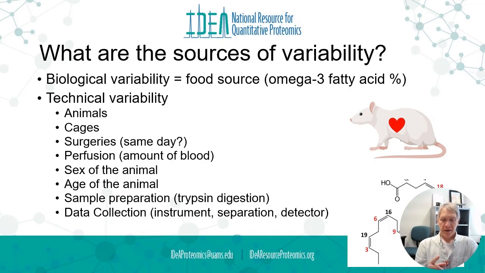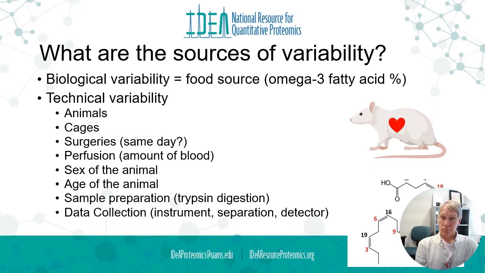Maybe some of those animals are going to be male and some are going to be female. That could cause a difference. Some of those animals might be older than others. We would want to design the experiment to control as many of these things as possible so that they do not add additional variability into our experiment.